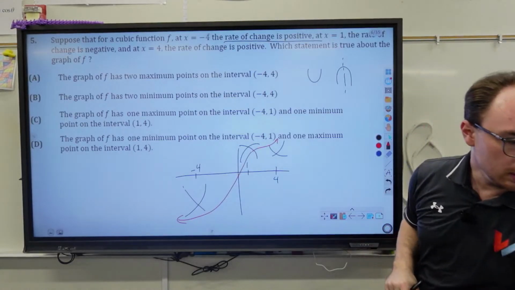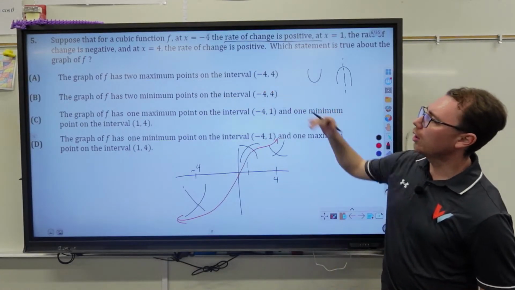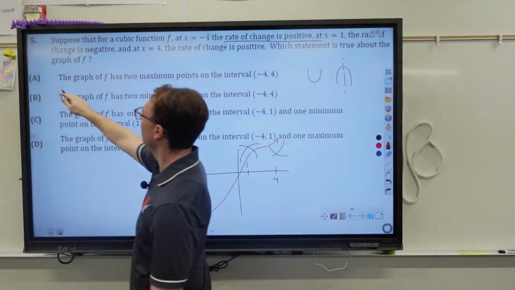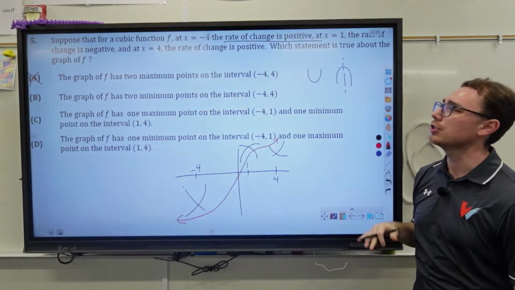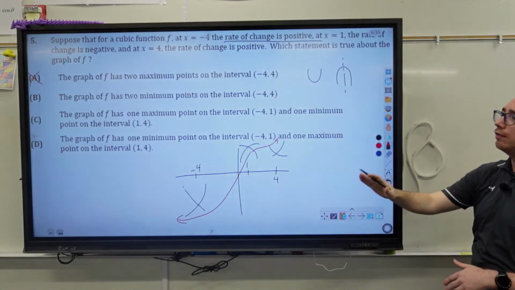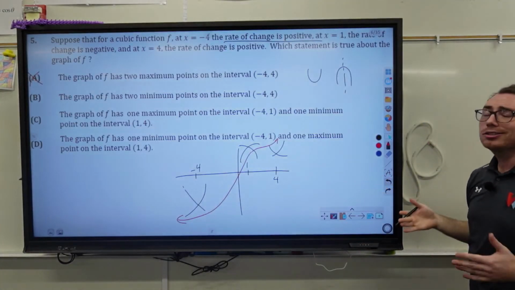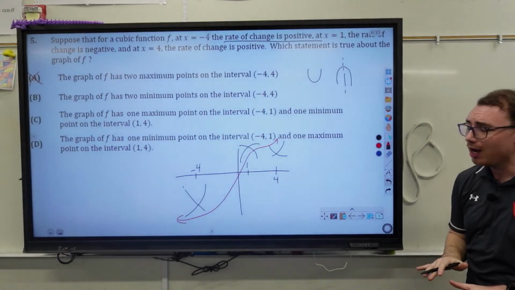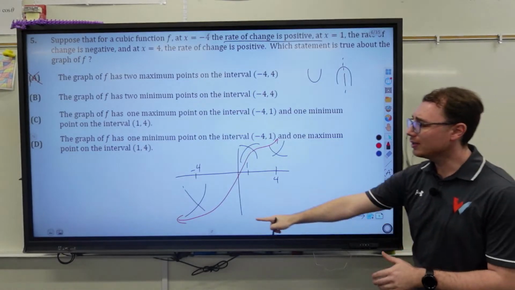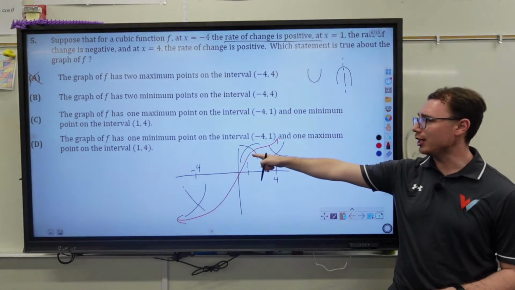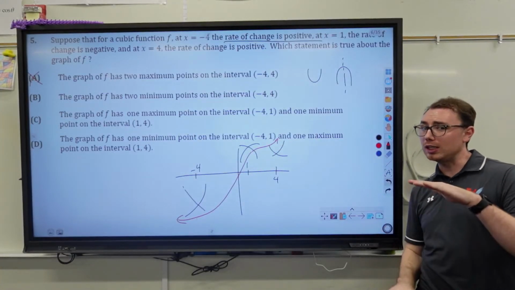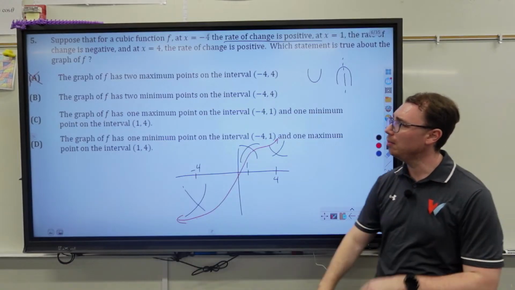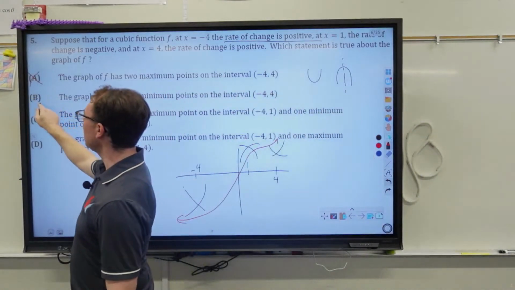So we know A is wrong. The same kind of logic goes for part B. The graph of f has 2 minimum points on the interval of -4 to 4. There's no way for us to prove that there's a minimum value at that point. All we know is that the rate of change here is positive, the rate of change here is negative, and the rate of change here is positive. We have no idea about the extrema, whether there's a maximum or minimum. So we can't say anything about B either.